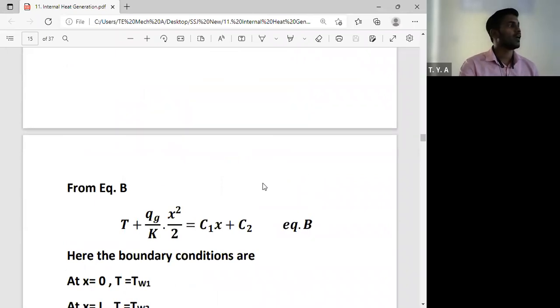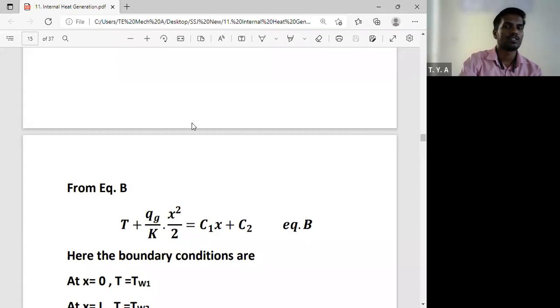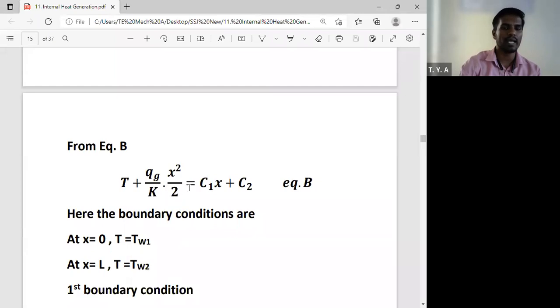Okay, so write down whatever the equation B is there. आपण सगळा पार्ट रिपीट करणार नाही, त्यातलं फायनल इक्वेशन फक्त घेणार आहे. So write down from equation B. So whatever the equation B is there in case 1, we have to write down that final equation as T is equal to Qg by K x square by 2 is equal to C1x plus C2. Now we have to apply the boundary conditions. So whatever the condition we have considered, according to that we have to apply the boundary conditions. And what are the boundary conditions?